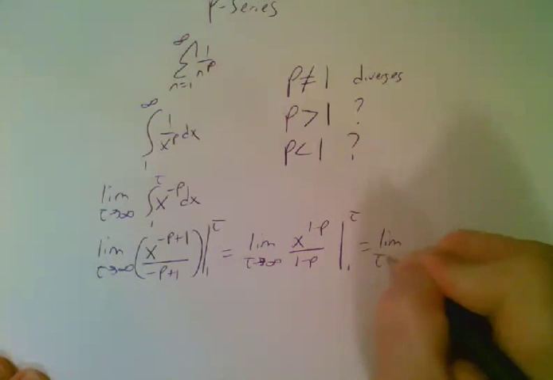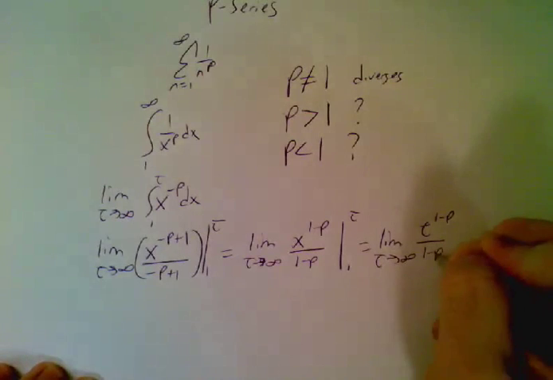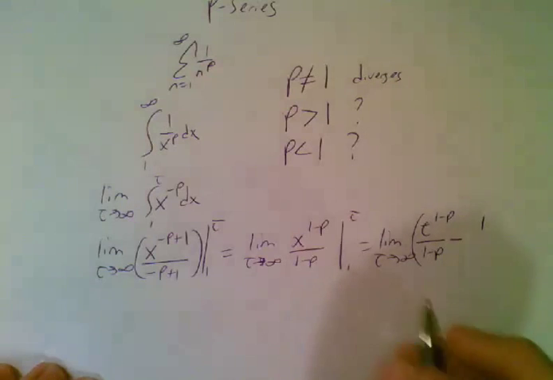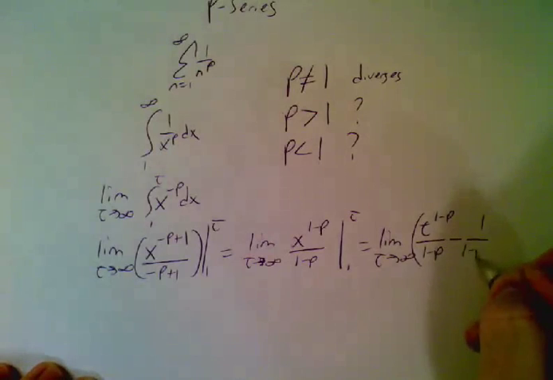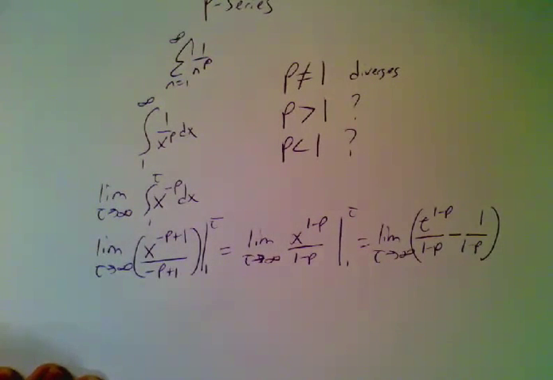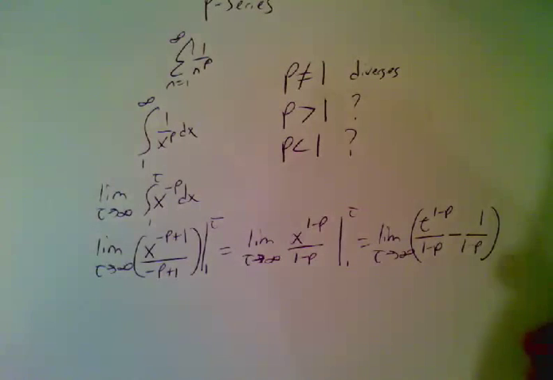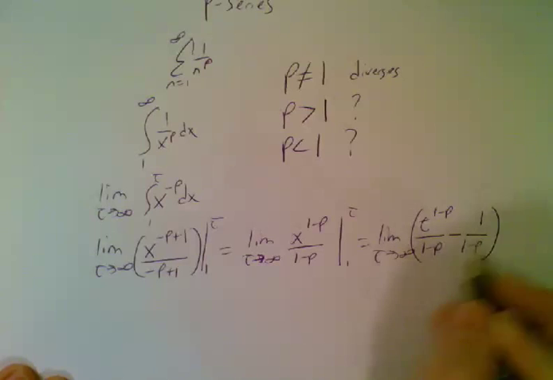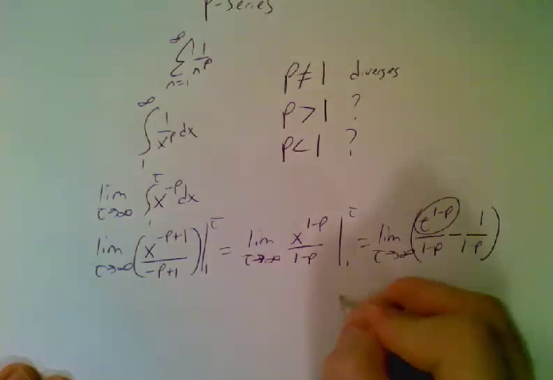So that's going to be t to the 1 minus p over 1 minus p, minus, if I put a 1 here, 1 to the 1 minus p is just 1, so 1 over 1 minus p. And as t goes to infinity, I have a t in the numerator going to infinity. So at first glance, you're like, oh geez, this is just going to go off to infinity. Dividing by 1 minus p does absolutely nothing for me. Minus 1 over 1 minus p does absolutely nothing for me. Those are just numbers. So I'm really just focusing my attention on the t to the 1 minus p.